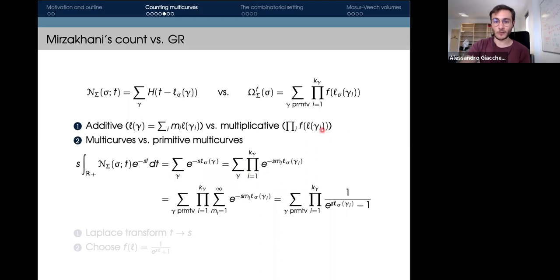And this is somehow solving the first problem, because you see that the exponential has this nice property that it transforms sums into products. So this is how I get this second equality. But still, we have just a sum over all multicurves here, and I want to reduce it to primitive multicurves. So the way I can do this is by summing over all primitive multicurves and then summing over all possible multiplicities. And if I do this, I get this third equality.